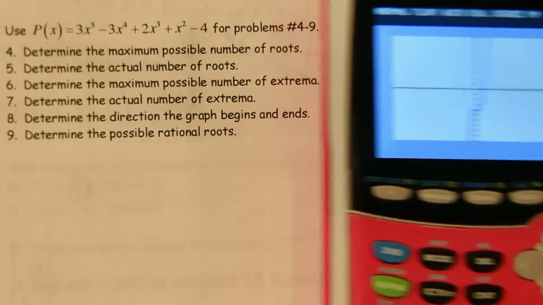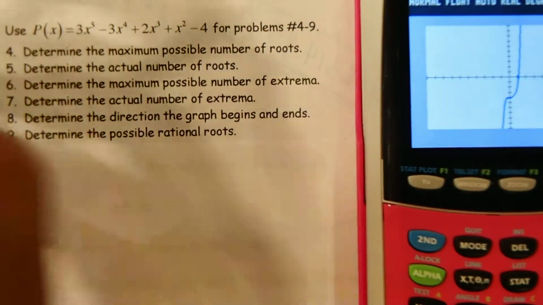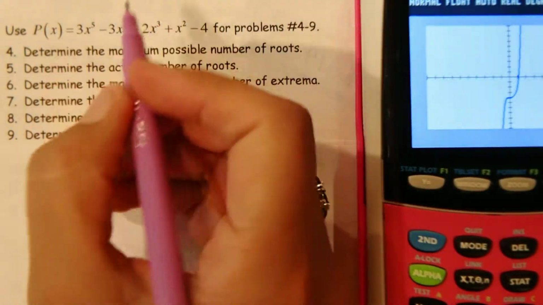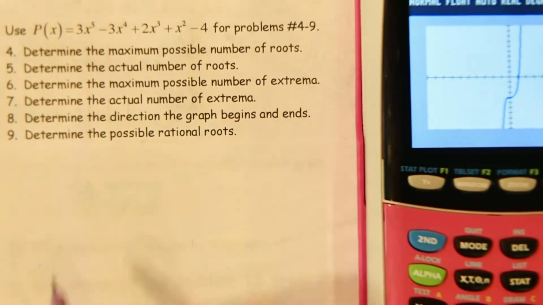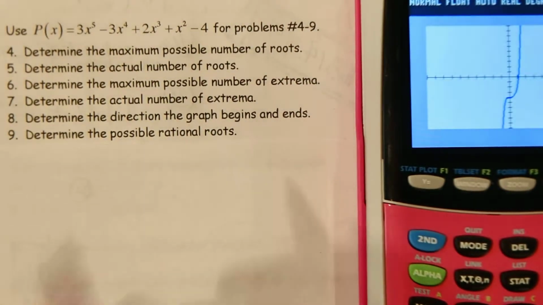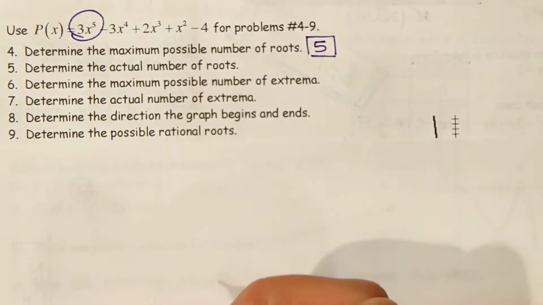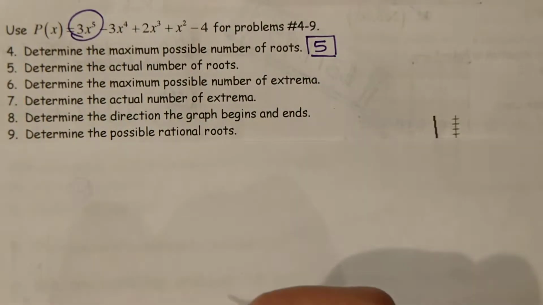So, number 1, what is the maximum possible number? That is always going to be the degree of the function, or the highest possible exponent. In this case, it's 3x to the 5th, so the maximum possible number of roots is 5, because the highest power is to the 5th.